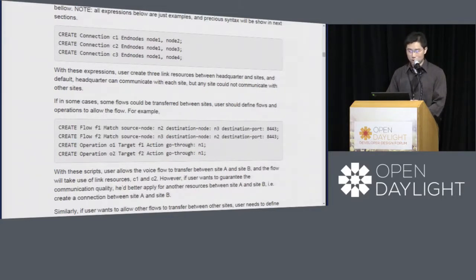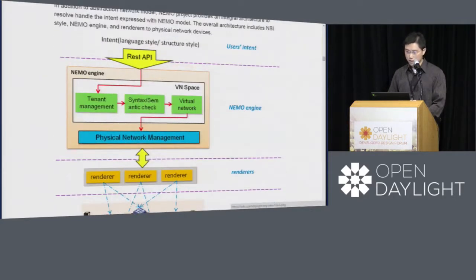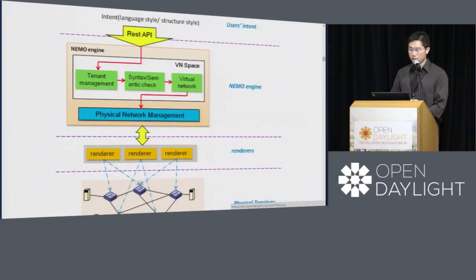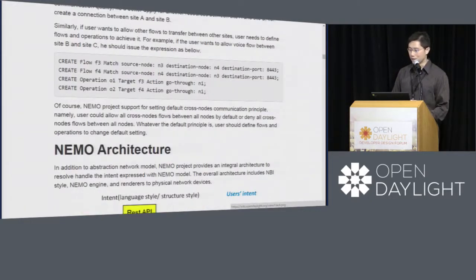Okay. And then in terms of the architecture, we have a northbound REST API that has been implemented as of Beryllium. The REST API takes in two types of input, what we call language style, which is literally you enter the commands like I showed you before, the create node or create connection like this on top here.